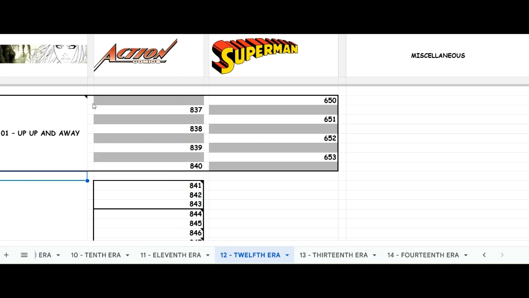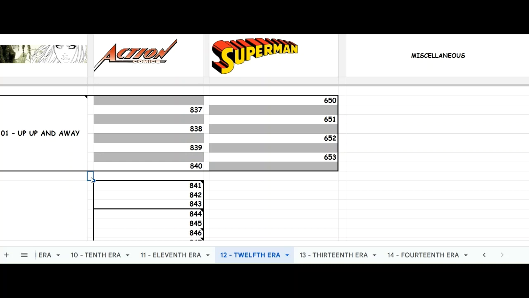In terms of what to read and the order to read them in, what you need are Superman issues 650 to 653 and Action Comics 837 to 840, but then you need to interlace them in the way you can see here. So Superman, Action Comics, and so on. And that is the 8-issue arc there.